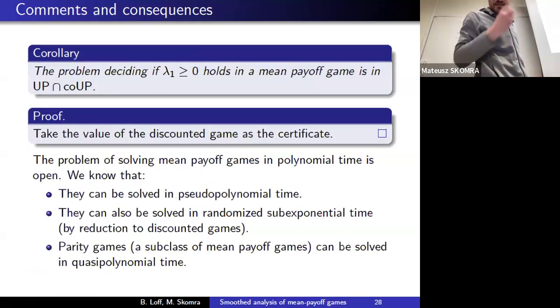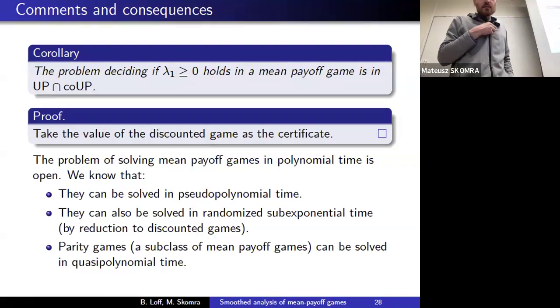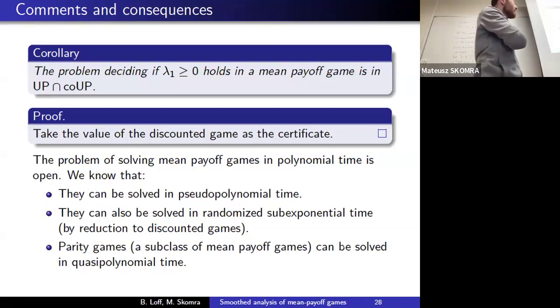Okay, so let me finish this about the theory. The corollary is that the problem of deciding if this gamma is positive in the mean payoff game is also in UP and co-UP. And you do this by reduction: take the value of this discounted game with sufficiently high discount factor as your certificate. So now it's a certificate for the discounted game. Out of that, you get the optimal policies in the discounted game, which are Blackwell optimal, which you can check. So this gives you a unique certificate even for mean payoff by reducing to the discounted.